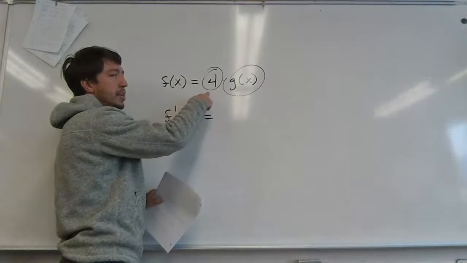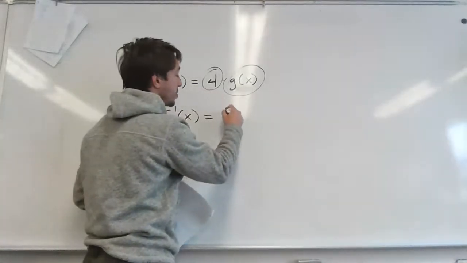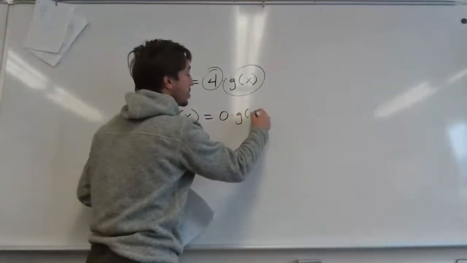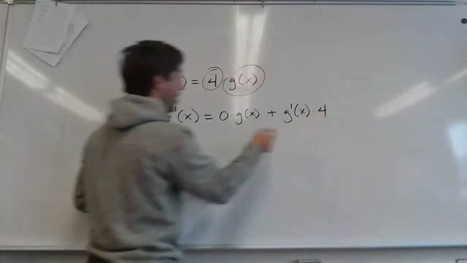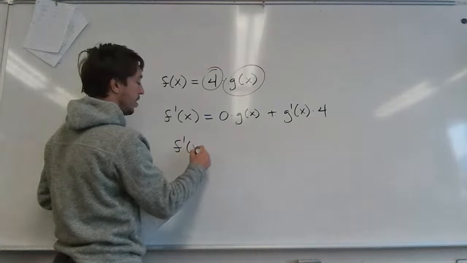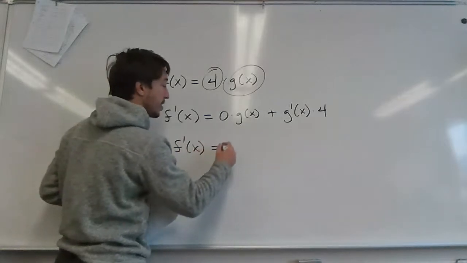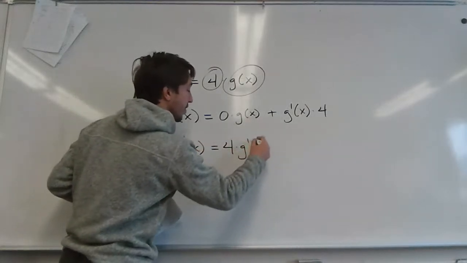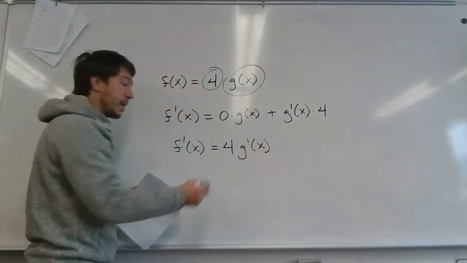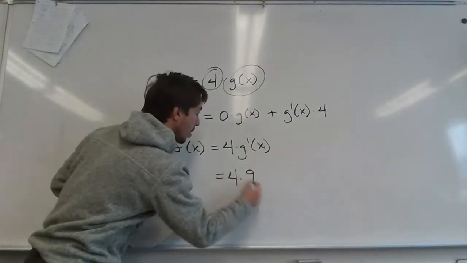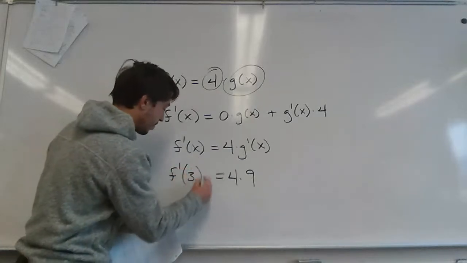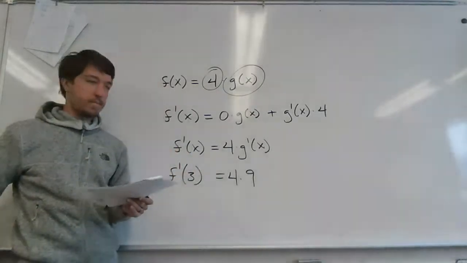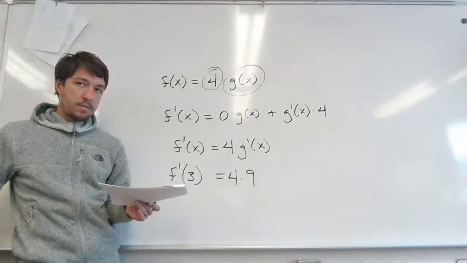What's f prime though? That's the trickiest part. Derivative of four is 0. So 0 times g of x plus g prime of x times 4. And hey, look what that says. It says that the derivative of f is just 4 times the derivative of g. So when you plug in 3. All right. Make sense?